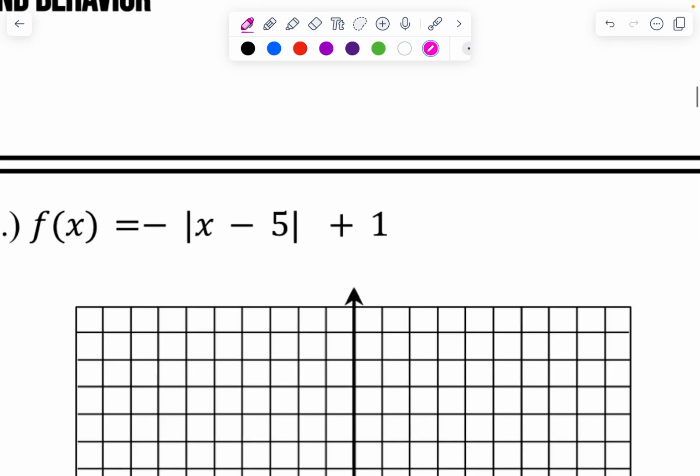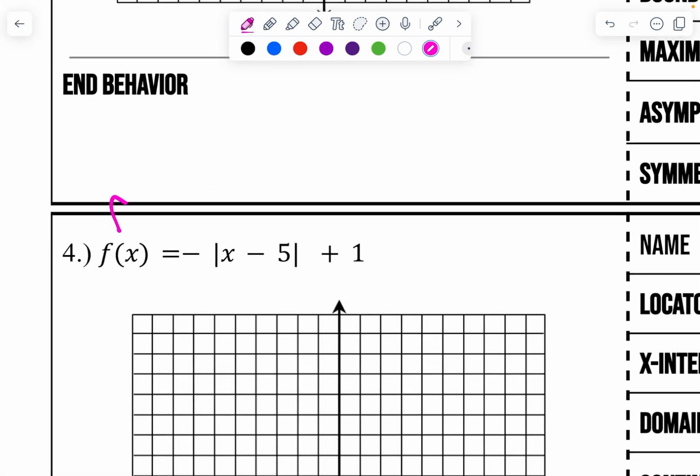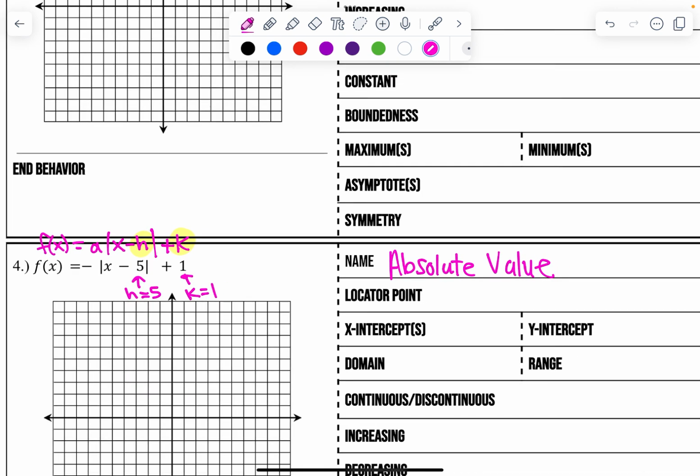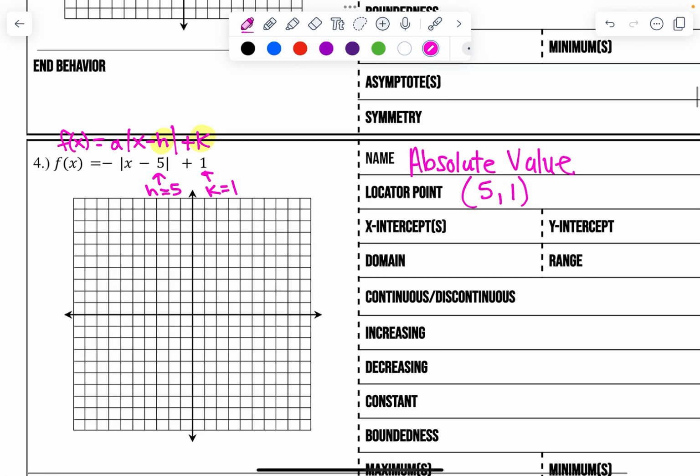Locator point. So if you remember A, H, and K from your Honors Algebra 2 classes, remember, A is always out front being multiplied by the function, H is always being subtracted from the x inside of your prominent operation in that function, and then K is always outside being added or subtracted. And H, K are the coordinates of your locator point. So in this case, H is positive 5, K is positive 1, so your locator point is 5, 1. That is the vertex of this absolute value function. And so we'll go ahead and plot that right there at 5, 1.